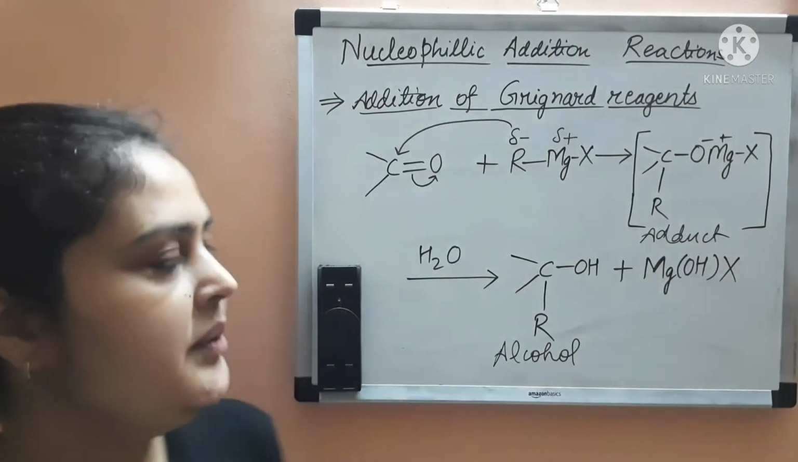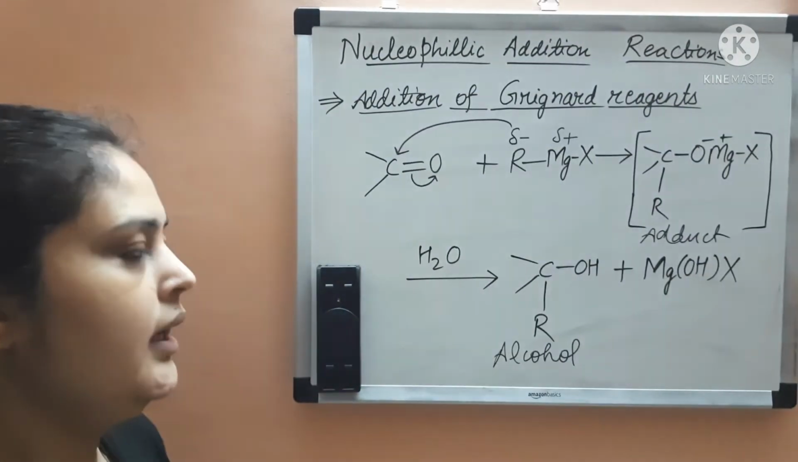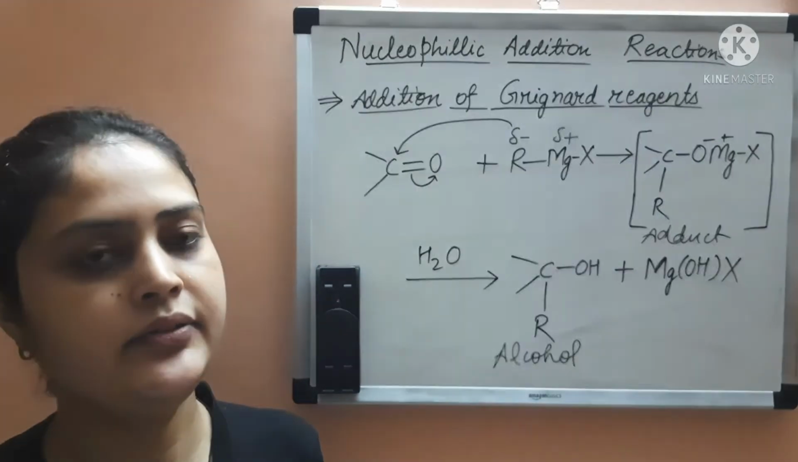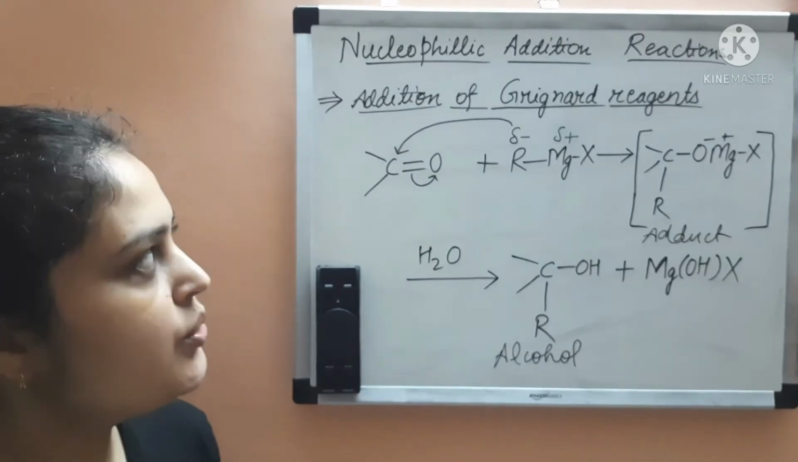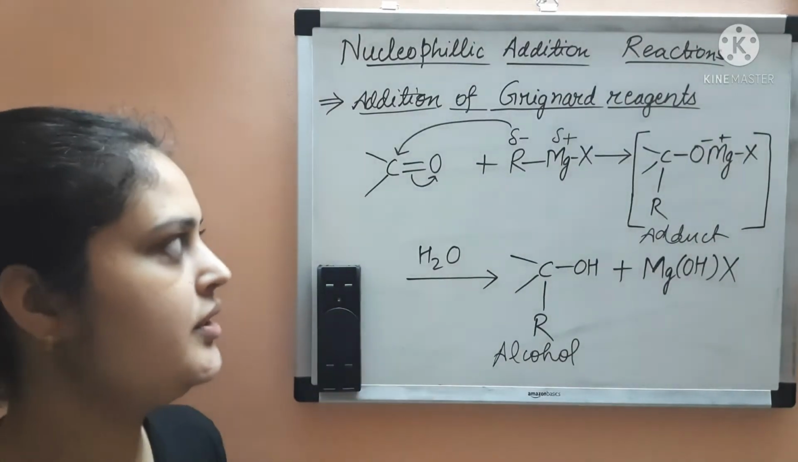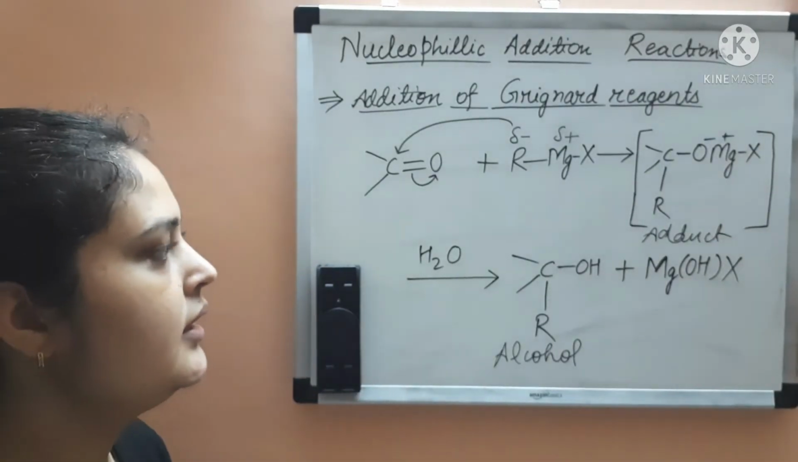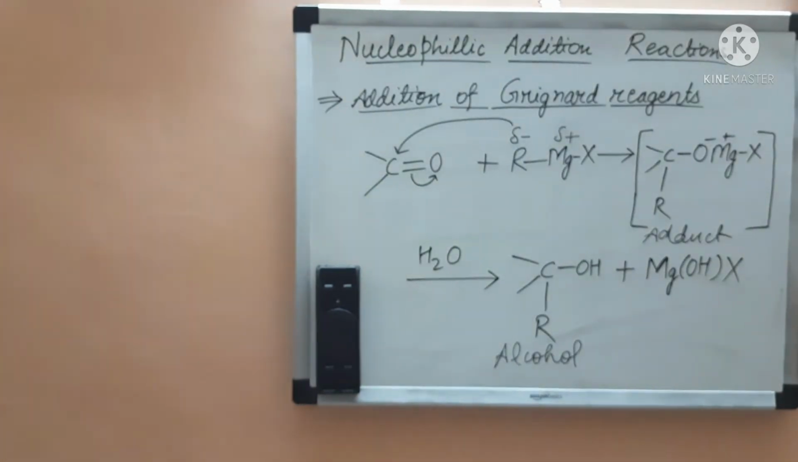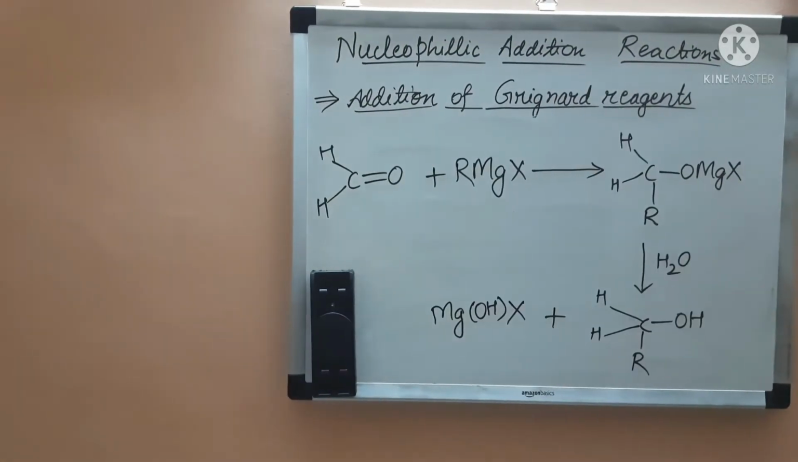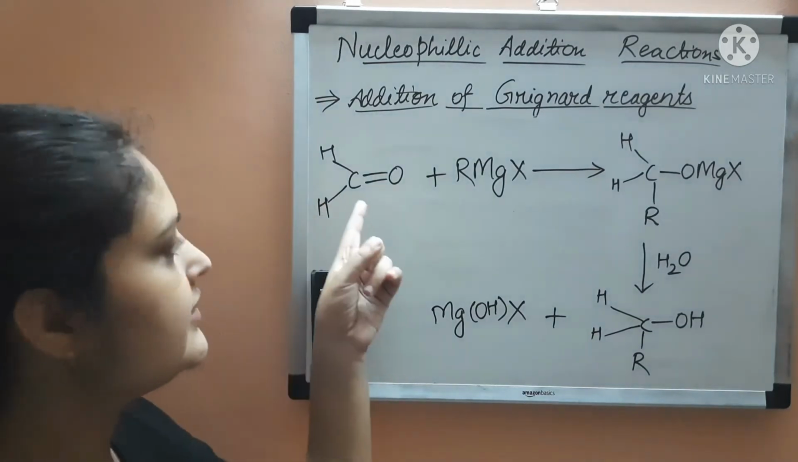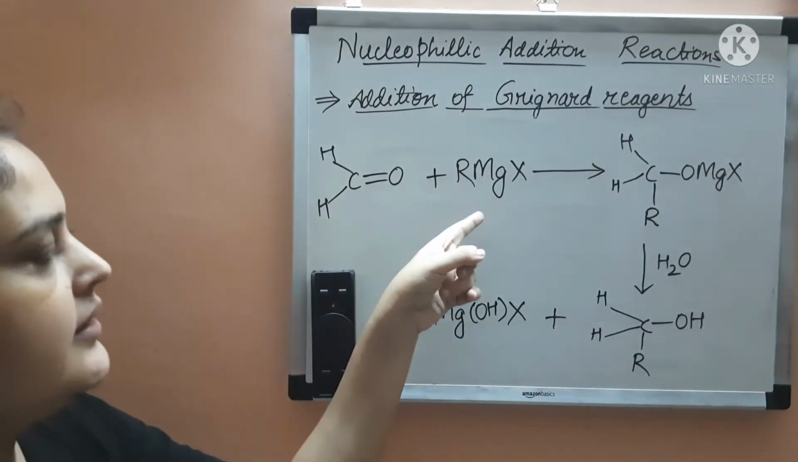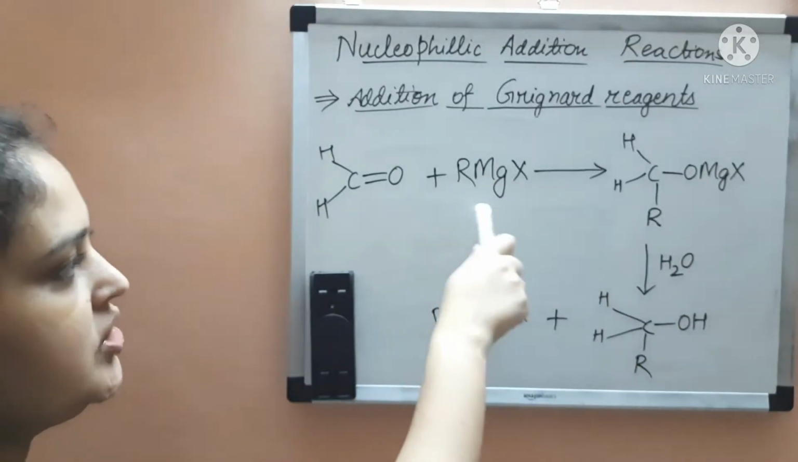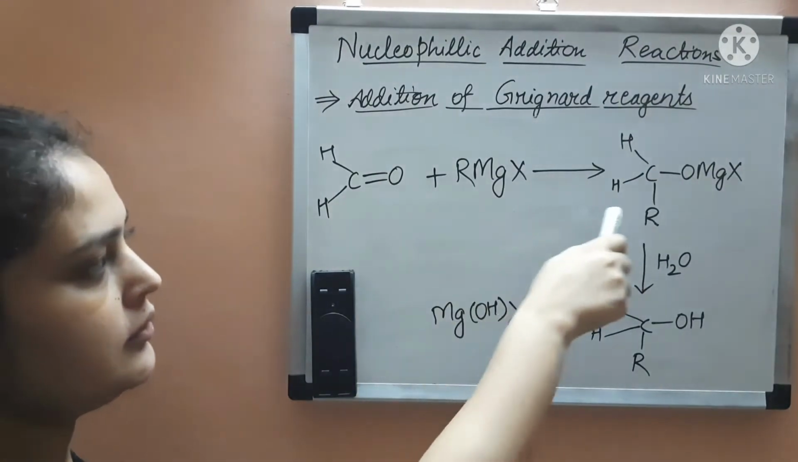Methanal will give you the primary alcohol, and other aldehydes will give secondary alcohols with the Grignard reagent, and ketone will give the tertiary alcohol with the Grignard reagent. Let us see how. So this is methanal, HCHO, and we are adding the Grignard reagent RMgX to it.